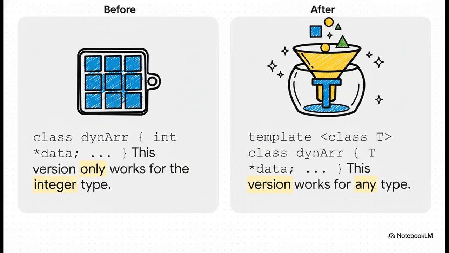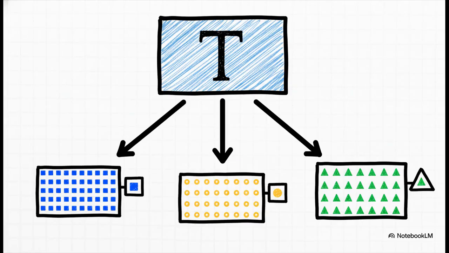Just look at the difference here. On the left, our code is hard-coded to use int. But on the right, we add one little line at the top, template class T, and then we replace every single int with this generic placeholder, T. And the result is just so powerful. We write the code for our safe container once, and then anytime we need a dynamic array, we just tell the template what kind of data we want to put in it.